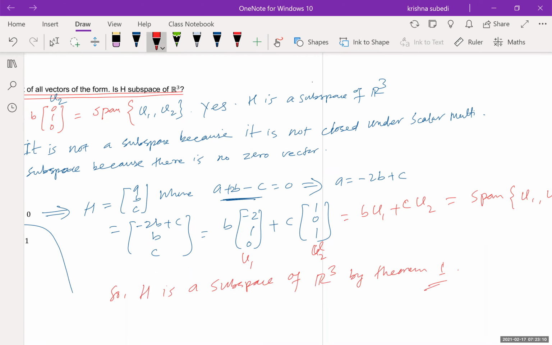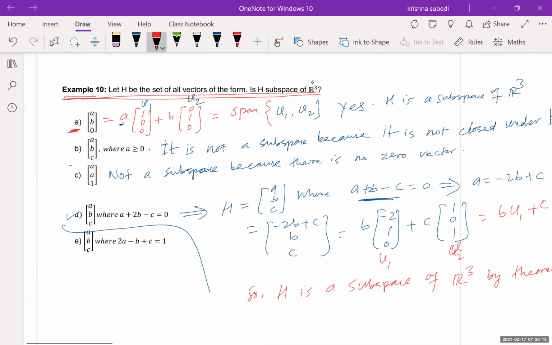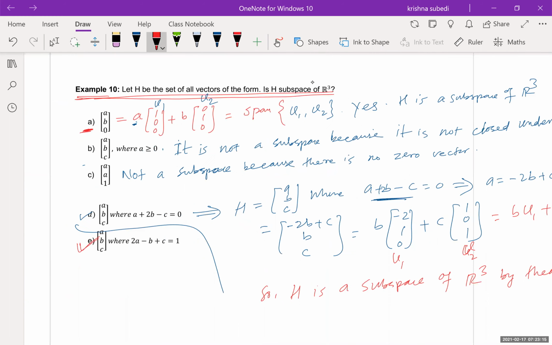Okay, done. I leave this part E to you. I think you can do this by yourself without any difficulty, and this section 4.1 is done.